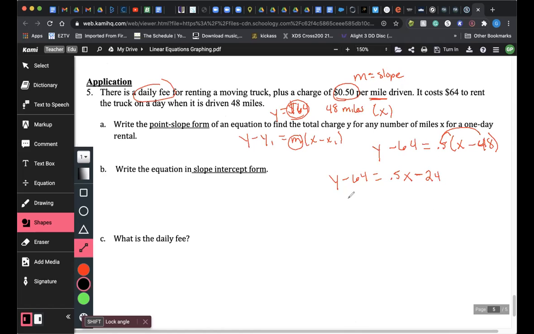All right. So I'm going to add 64 to both sides to get the Y equals. So what's negative 24 plus 64?